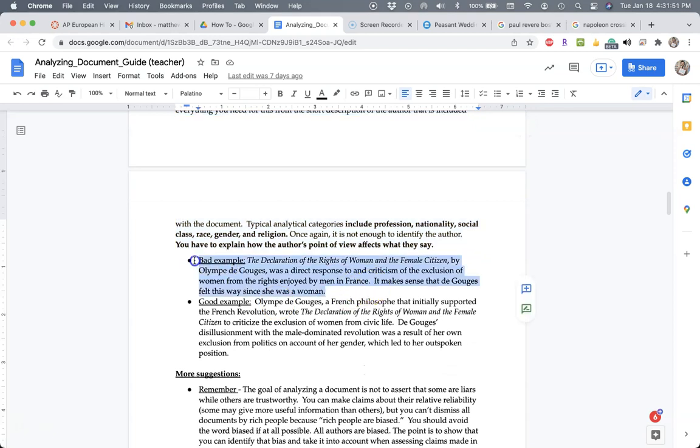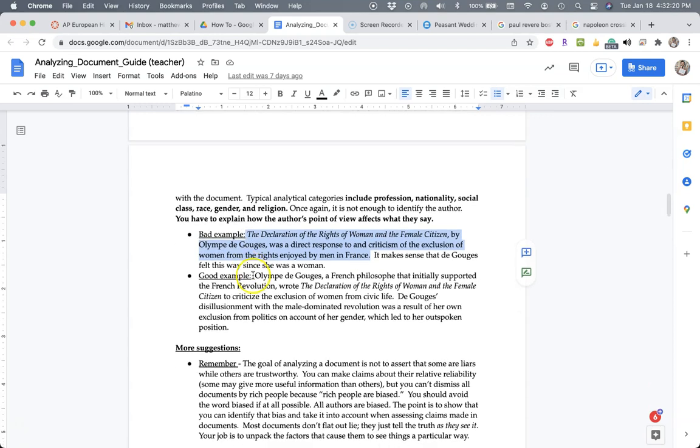So let's go back to the French Revolution with Olympe de Gouges. Bad example. The Declaration of the Rights of Women and the Female Citizen by Olympe de Gouges was a direct response to and criticism of the exclusion of women from the rights enjoyed by men in France. It makes sense that de Gouges felt this way because she was a woman. Once again, please never write that, ever. It's horrible. Don't do it. So the first part, that does summarize the document, but it is not sourcing it. It is not telling me why this person's perspective matters.